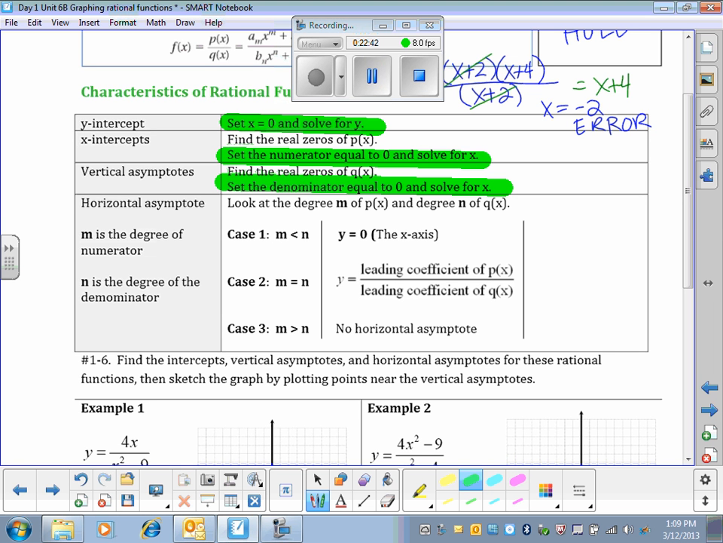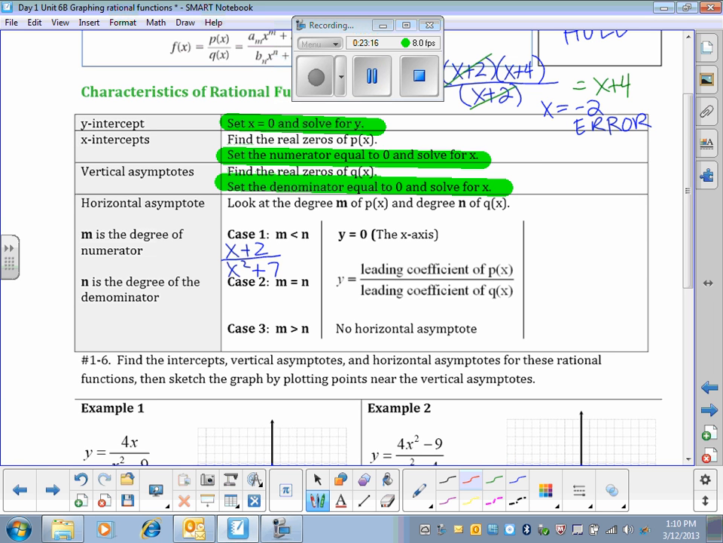So for the horizontal asymptotes, you only look at the degree. What is the degree of a polynomial? The highest exponent. So for example, I'll do case number 1 here. Let's say I have x plus 2 over x squared plus 7. It can't be reduced, so we're going to have to just graph that as is.